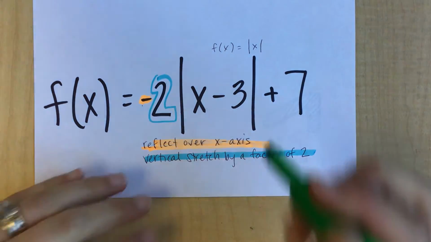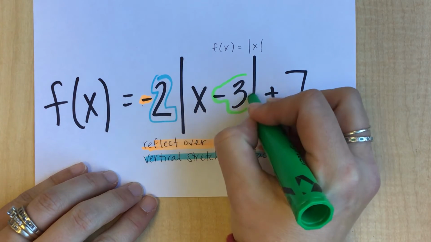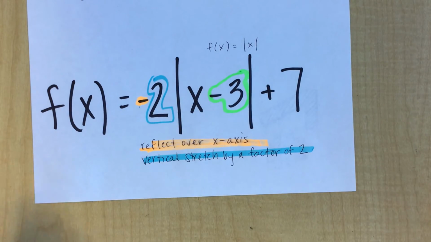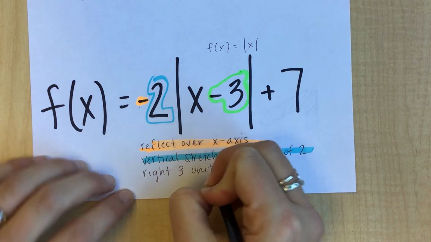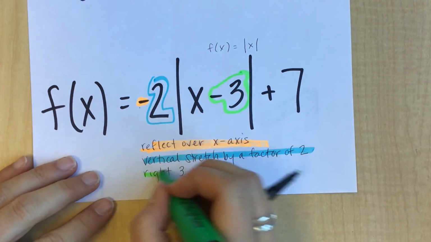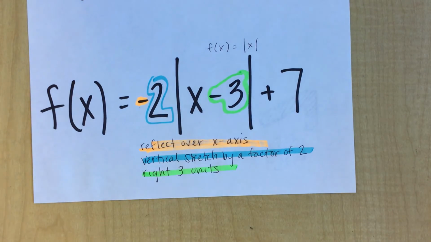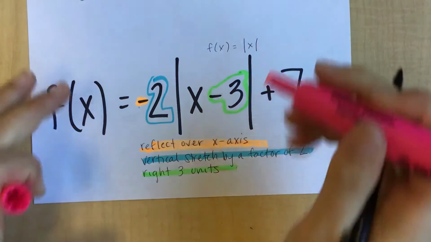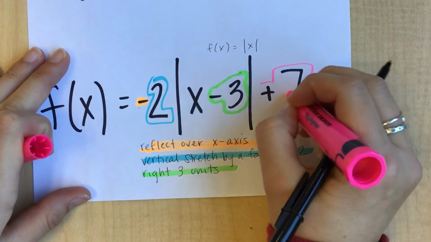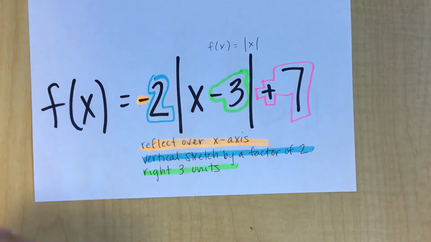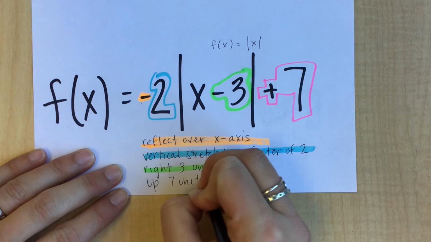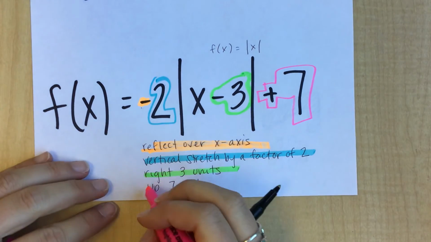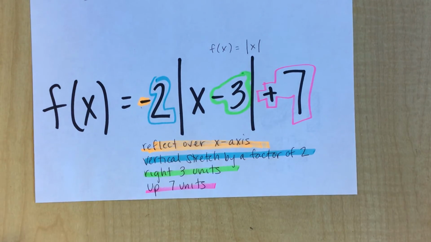All right, then we have this -3 right here. That is going to tell me that we are moving right 3 units. And then our last one here on the end, we have this +7. So that's going to tell us up 7 units. Okay, so that's what all of those things mean.